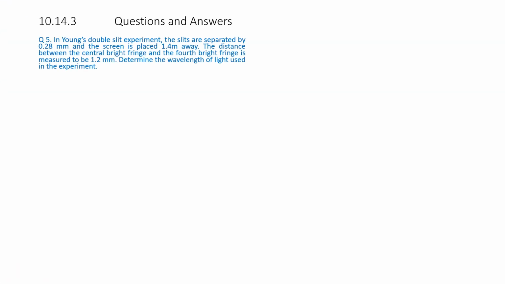Question number 5. In Young's double slit experiment, the slits are separated by 0.28 millimeter and the screen is placed at 1.4 meters away. The distance between the central bright fringe and the fourth bright fringe is measured to be 1.2 meter. Determine the wavelength of the light used in this experiment. Please read this question again. I will give you some time and we will solve it.